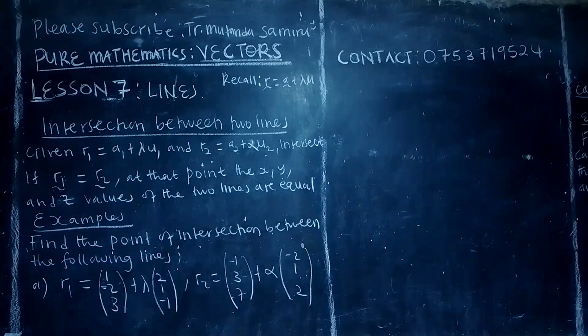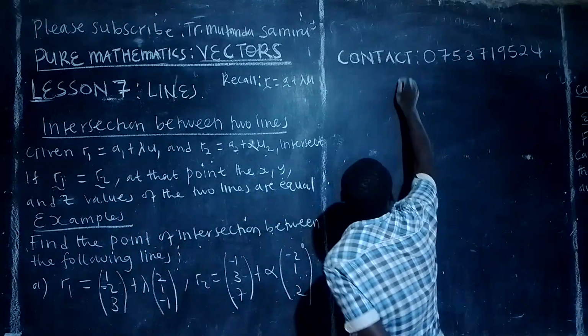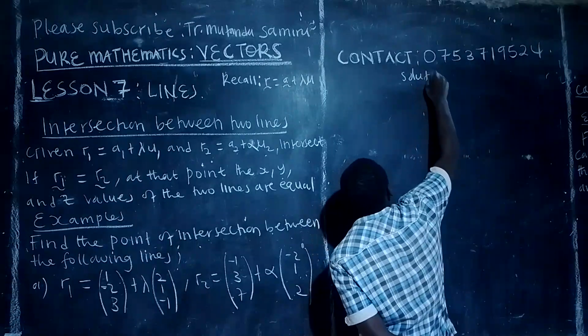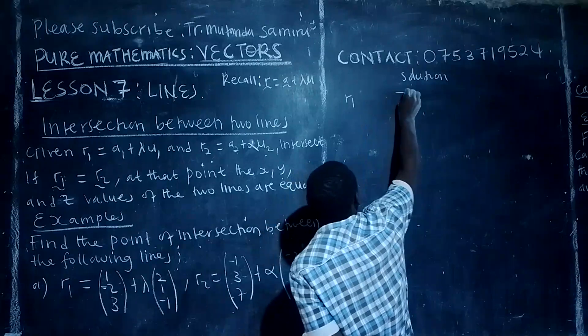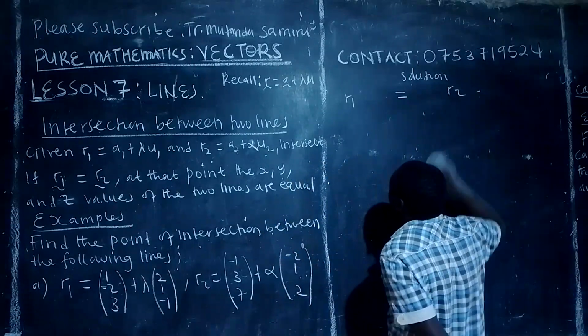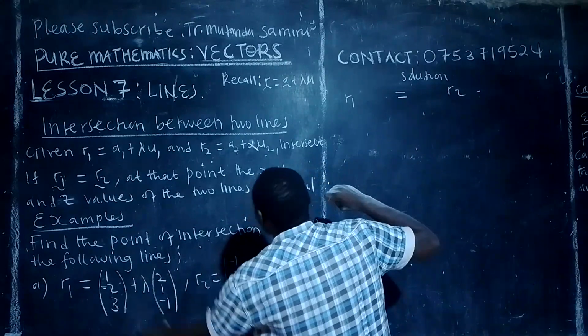So examples, find the point of intersection between the following lines. We have this. So solution, just come and say, solution. Point of intersection between two lines, yes, R1 is equal to R2. So R1 is equal to R2. Now what is our R1? Our R1 is this part.